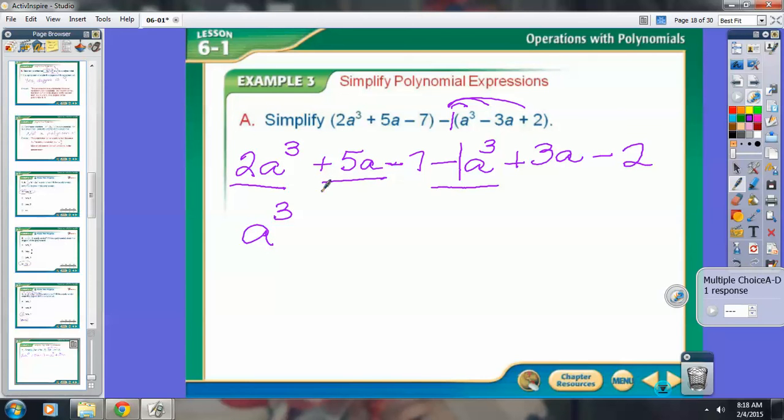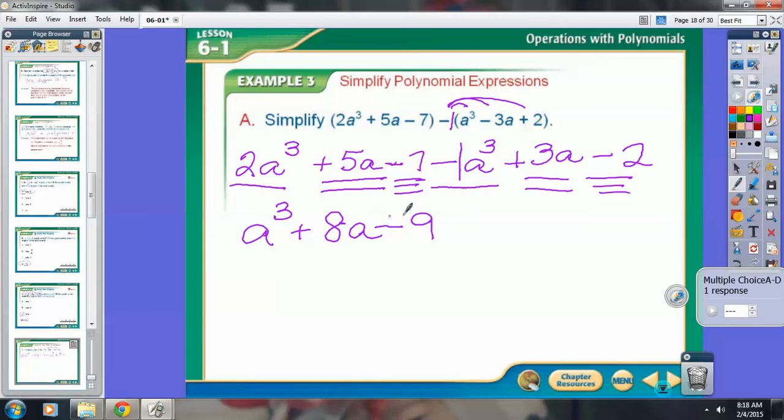And then when I'm looking for the next term, I'm going to underline it twice. You can identify however you want, but I feel it makes it a little bit easier to underline or circle or square in as you find your like terms. We also have 3a that we can combine with 5a. 5a plus 3a is 8a. Add those coefficients. For constants, I have -7 minus 2.